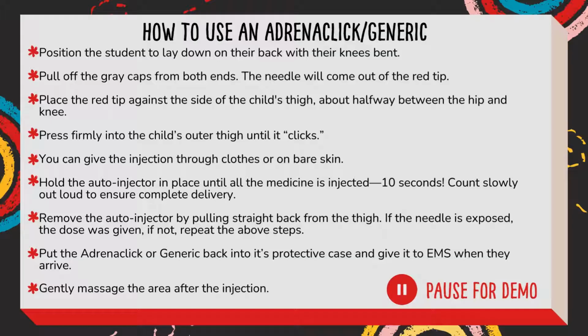Press firmly into the child's outer thigh until it clicks. You can give the injection through clothes or on bare skin. Hold the autoinjector in place until all the medicine is injected, a total of 10 seconds. Count slowly out loud to ensure complete delivery of the epinephrine. Remove the auto-injector by pulling straight back from the thigh.